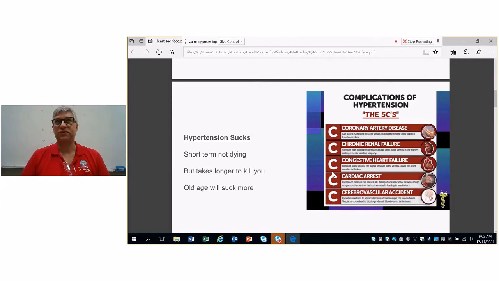Hypertension also sucks. Now, everyone has their own preset number, and that comes back to family history and genetics. Can you outrun your genetics? No. Can you make yourself die sooner? Yeah.